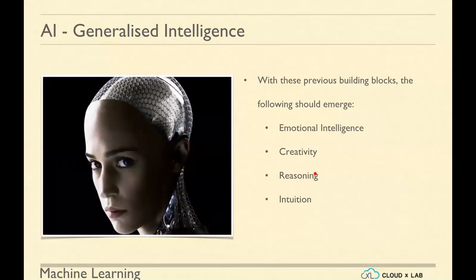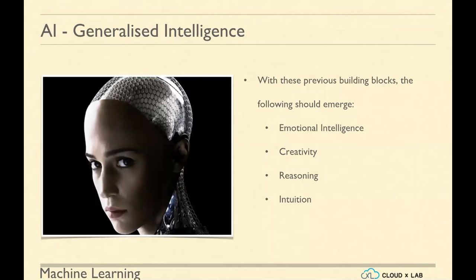So with these previous building blocks, the following should emerge. There is always this argument: can the program be emotionally intelligent, creative, reasoning, intuitive? There was always this argument, and there still is: if a machine is built using rules and so on, will the machine have emotional intelligence? Will it be creative? Will it be able to reason? Will it have intuition? These are called generalized intelligence.